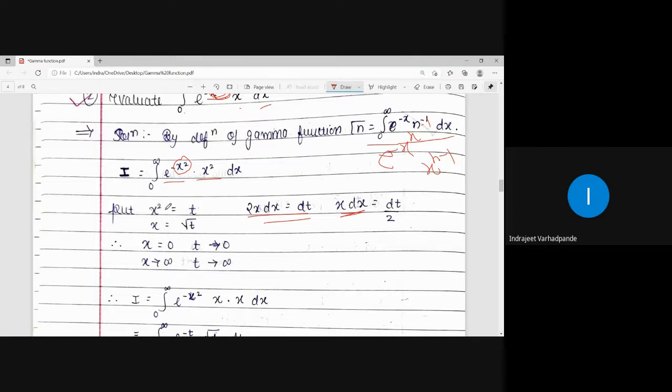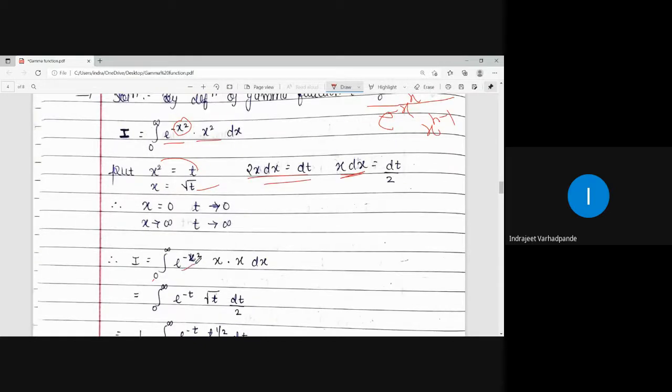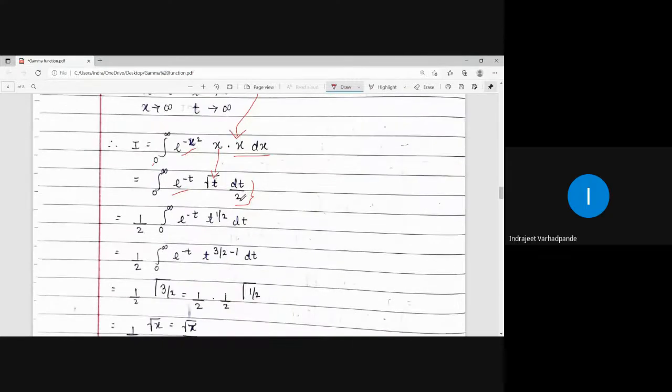When x is equal to 0, t is also 0. When x is tending to infinity, t is also tending to infinity. x will be equal to under root of t. So integral 0 to infinity e to the power minus x square. This x square is purposely split as x into x because I have to replace the value for x dx. So e to the power minus t, x is under root of t, x dx is dt by 2. So 1 by 2 outside, integral 0 to infinity e to the power minus t into t to the power half. Root t means t to the power half.